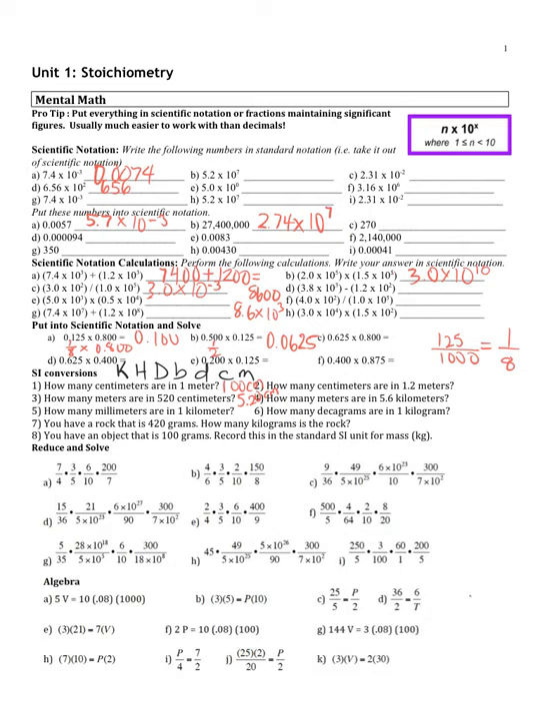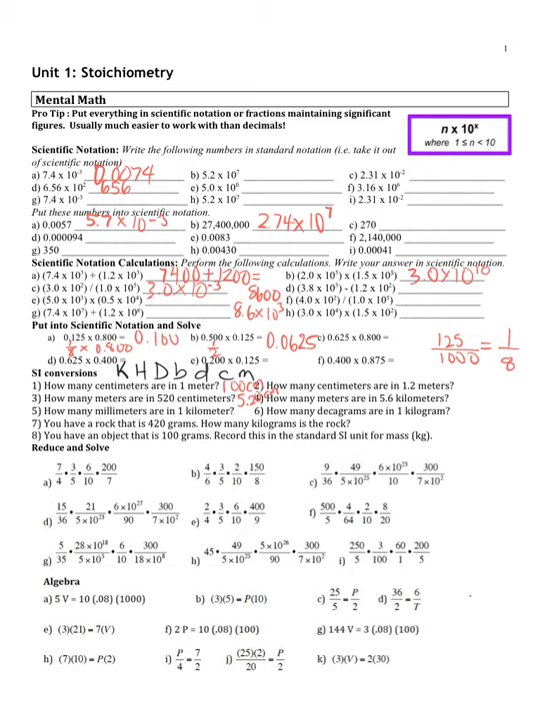Now reduce and solve. When we've got fractions multiplying by fractions, it's smart to cross cancel common multiples where you can, and then multiply from there.